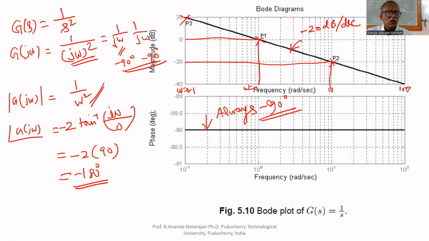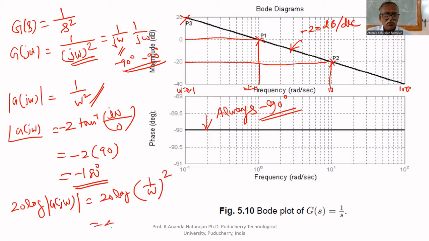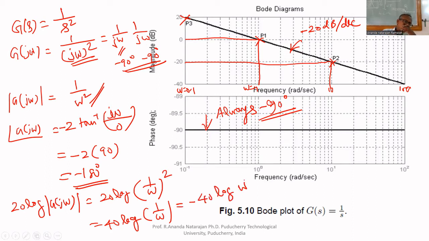Magnitude plot: 1 by omega square means 20 log modulus of G of j omega equals 20 log of 1 by omega whole square. That is equal to 40 log 1 by omega, which can also be written as minus 40 log omega. Omega can be written as omega to the power minus 1, so if you bring that minus 1 as a multiplication factor, you will get minus 40 log omega.